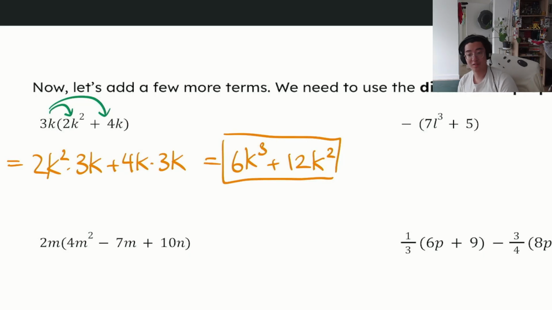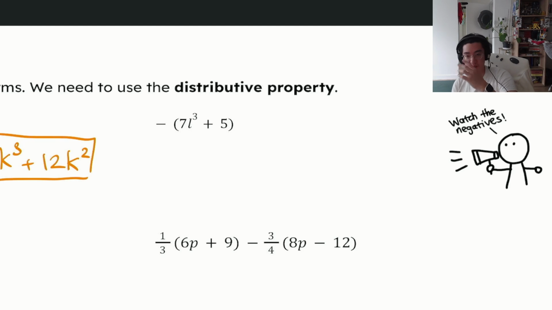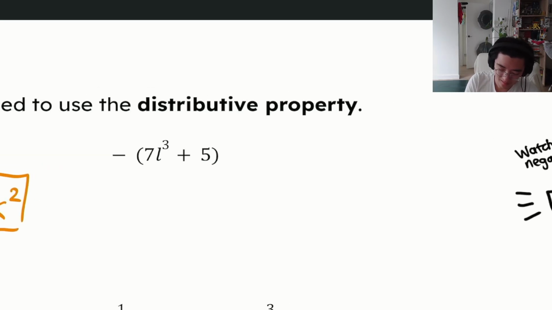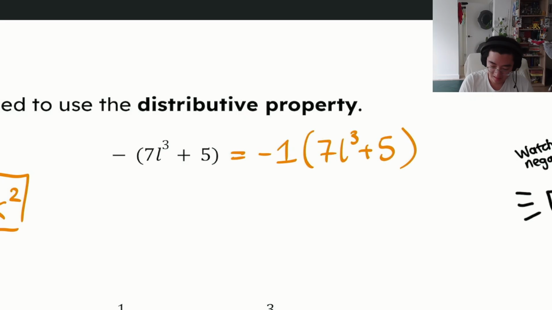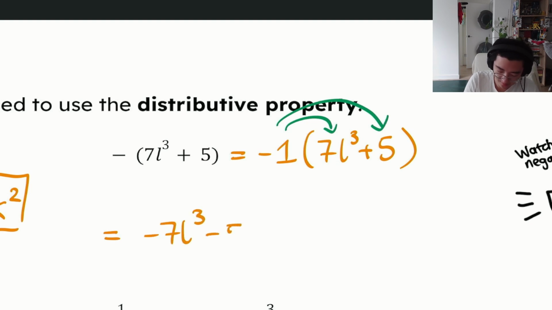Now going back to our last lesson, why do we flip the signs when we subtract with brackets? And here's the reason why. Think of this as negative 1 times 7L cubed plus 5. The reason why we flip the signs is because whenever we have a negative sign in front of a bracket, we are literally just multiplying everything inside by negative 1. Hence why positive 7L cubed becomes negative 7L cubed, plus 5 becomes negative 5.